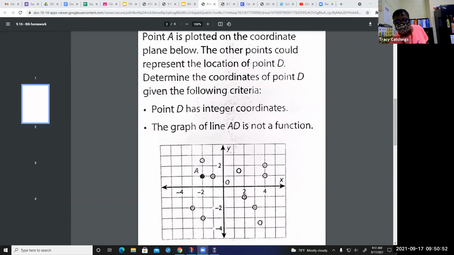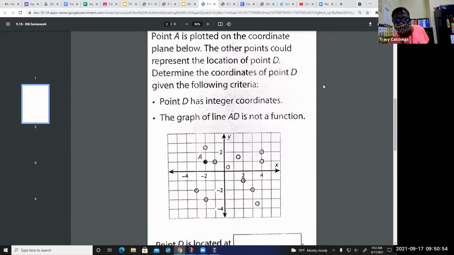All right, on 2. They said point A is plotted. Other 2 points represent the location of D. They said determine the coordinates of D given the following criteria. They said D has to be an integer and the graph of the line AD is not a function. What could be D? -2, 4. What did you get with it? And with your -2.